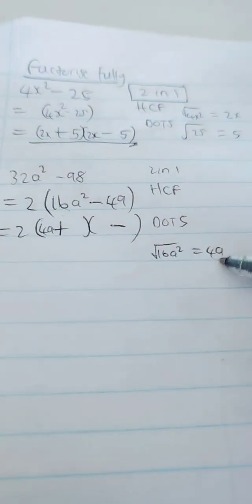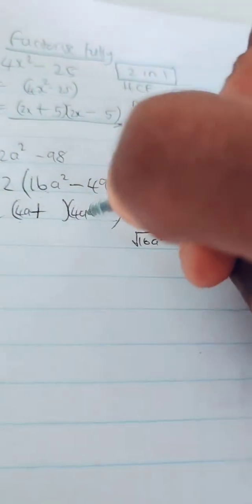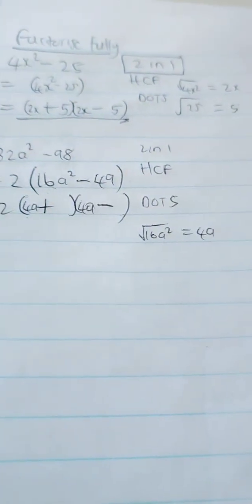Okay. So the square root of 16a squared is 4a, guys. So 4a for each first term, because 4a times 4a will give us back the 16a squared.